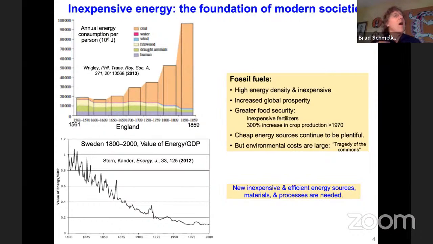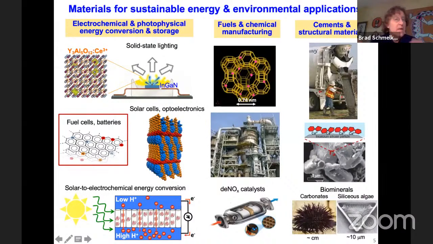So I think, and I'm not alone in this, the only way we're going to get out of this is if scientists and researchers can develop new, inexpensive, efficient energy sources, materials and processes, in order to give our societies better options, so that we can retain the energy consumption without producing CO2, and do so in an inexpensive way. That's the challenge. There are many aspects to this problem, and it's this energy-environmental nexus that my group works at.